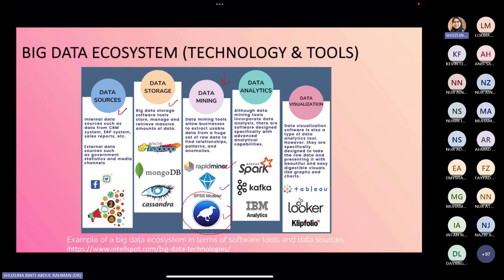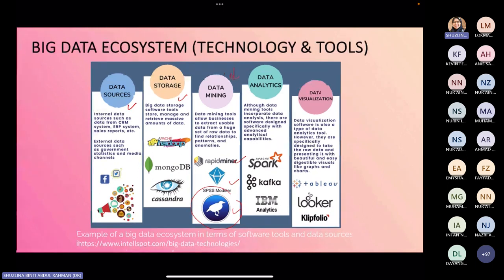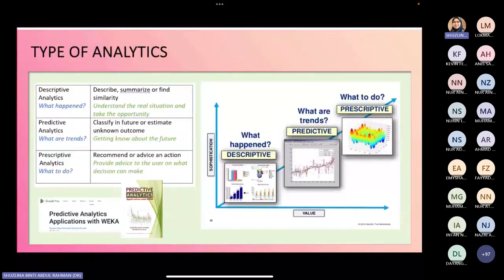All right, so when we talk about big data analytics, the word analytics refers to certain things because there are several types of analytics, the categories of analytics. The basic types of data analytics can be categorized into three. Although we have a fourth and fifth type, like diagnostic and so on, the most basic types of analytics are descriptive analytics, predictive analytics, and prescriptive analytics.